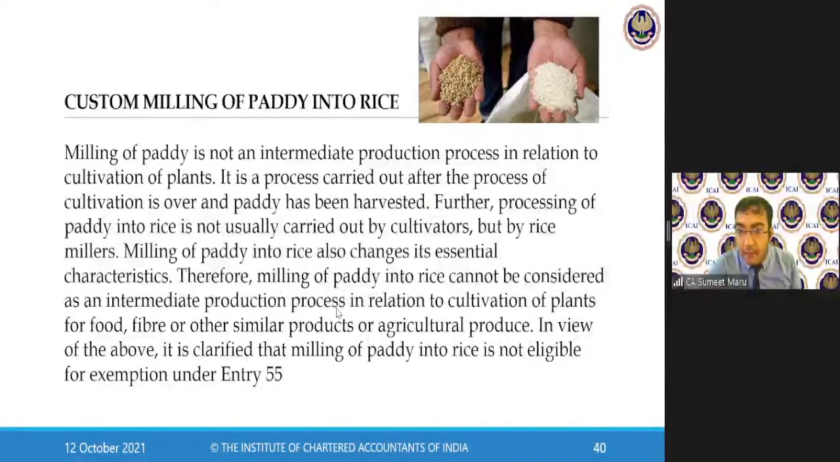Okay, superb. With further processing, tea and coffee are not agriculture produce. Without further processing, the basic leaves of tea and coffee are agriculture produce. Then Rahul has asked, sir, which packing, primary or secondary or both? Primary packing. Secondary packing is always going to be taxable.